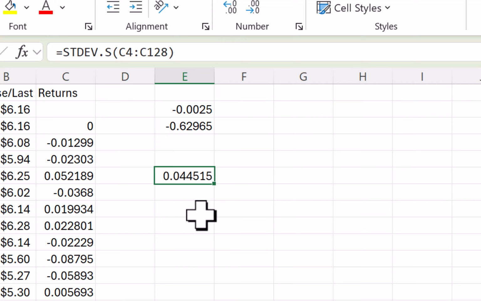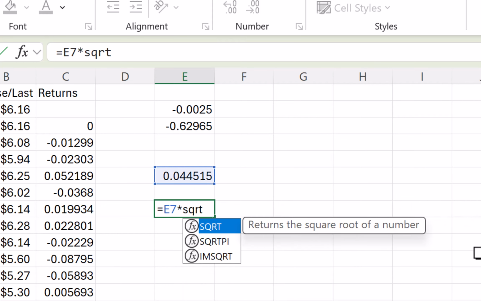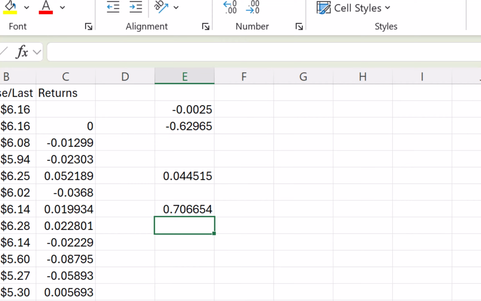But to get the volatility, I want to take that number and scale it up. So I'm going to multiply by the square root of, because it's daily, 252. There's a measure of the volatility. Volatility is always a positive number. So we've got our drift and our volatility.